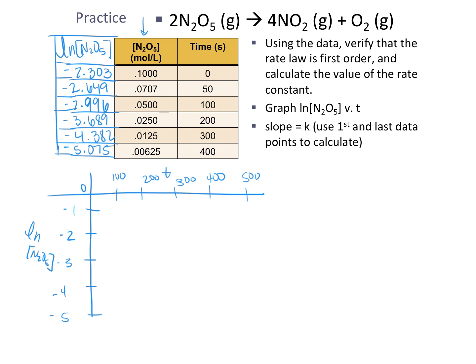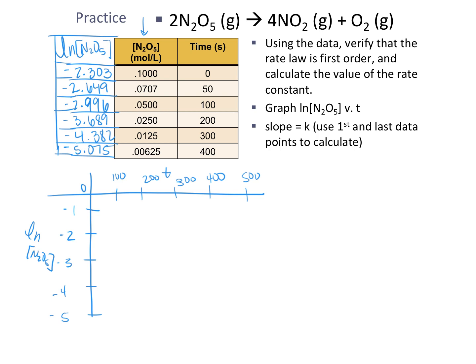So my first data point is at t=0, right? And I'm not graphing this data, I'm graphing natural log, because I want to confirm that it is first order. So you don't necessarily have to cross that out, but at t=0, I'm at -2.3, so right about here. Okay, so we're just going to go ahead and graph each of these. At 100, I'm at about -2.6. At 200, I'm at about -3. At 300, I'm about -3.6, -3.7.